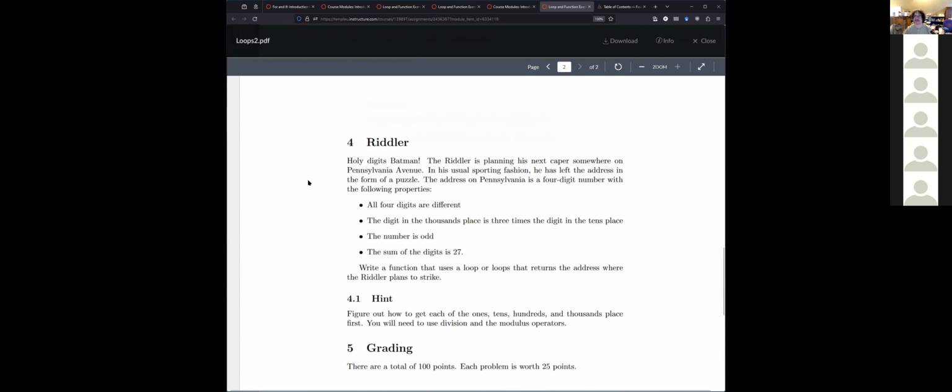And then we've got this giant for loop question, which honestly seems like the best place to start: Riddler. So, Holy Digits Batman. The Riddler is planning his next caper somewhere on Pennsylvania Avenue. This problem comes from Savage's Java book that we used to use for 1068. In his usual sporting fashion, he has left the address in the form of a puzzle. The address is a 4-digit number with the following properties. All 4 digits are different. The digit in the thousands place is 3 times the digit in the tens place. The number is odd, and the sum of the digits is 27.